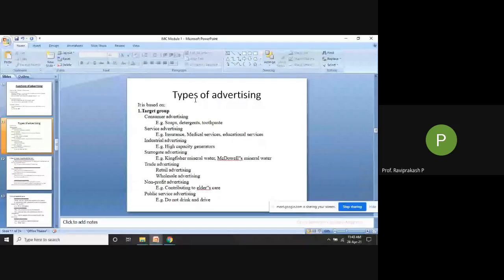Then trade advertising: retail advertising and wholesale advertising. In retail, this is the price. In wholesale, this is the price, and this is the quantity that you need to buy. So retail and wholesale advertising.